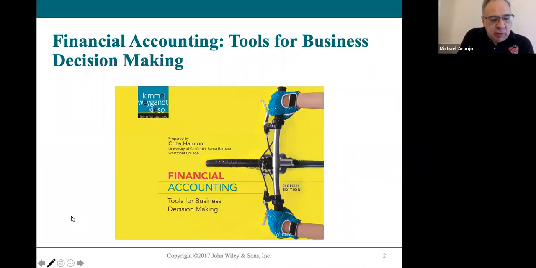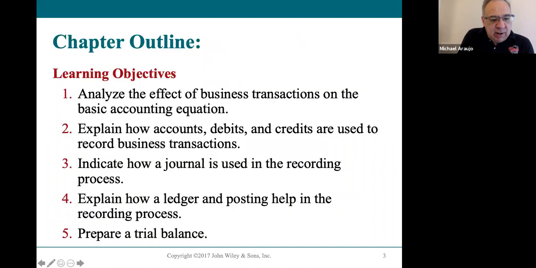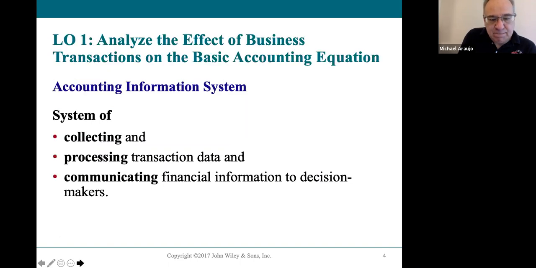Okay, so chapter 3 is starting the bookkeeping cycle, but today it's very, very important that we focus on analysis. If you analyze things well, the rest of this is going to fall into place. So today's lesson is strictly on objective 1 in chapter 3. Learning objective 1 looks at analyzing what's called business transactions and its effect on the accounting equation.